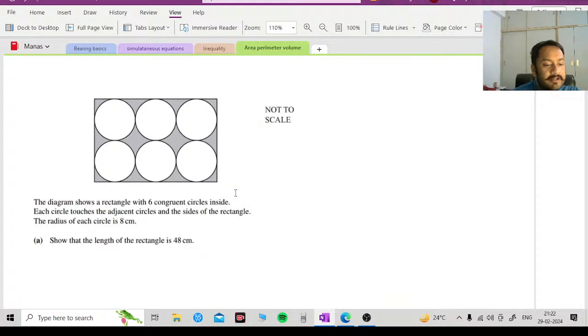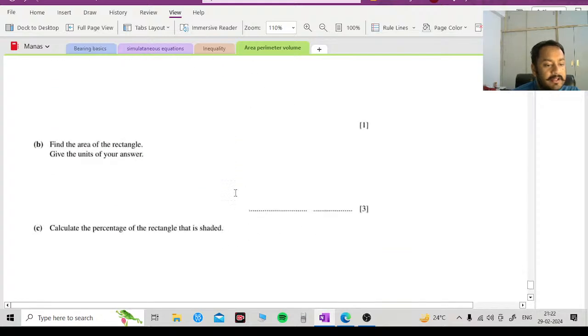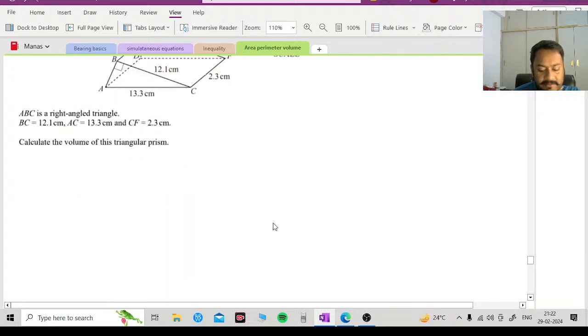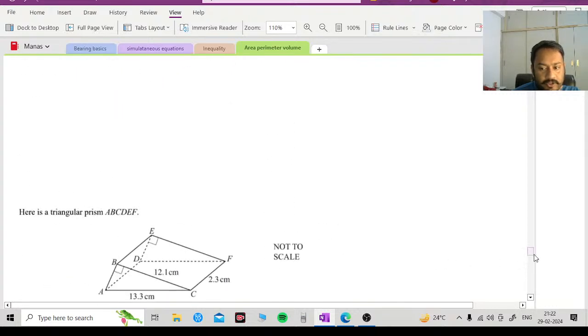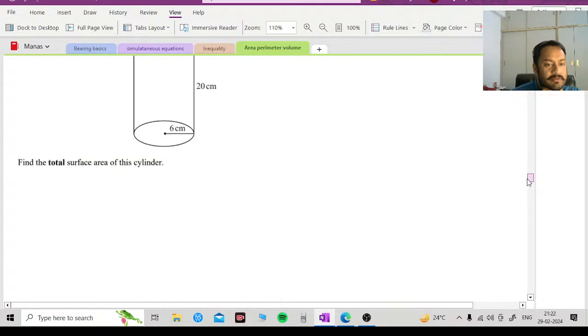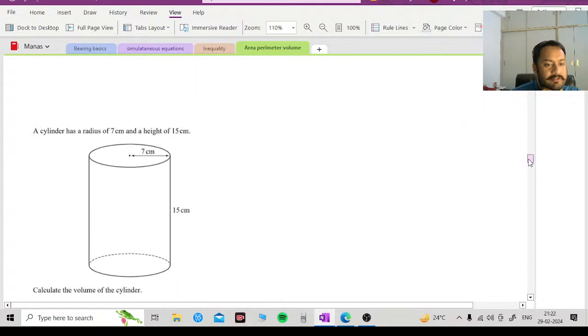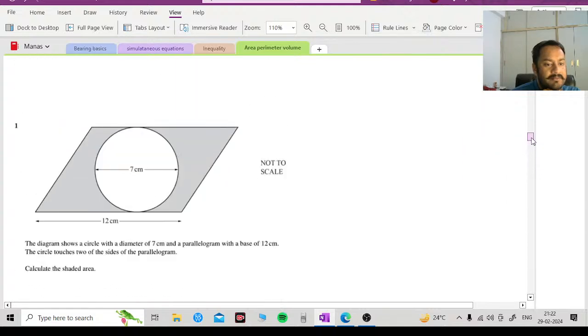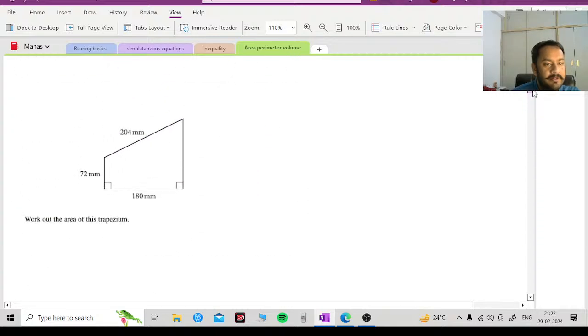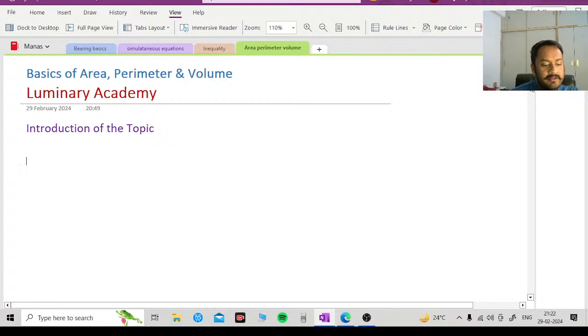In this we'll be finding the length of the rectangle, then the area, then the percentage. So these type of topics we'll cover in the live class, right? But this can come into your exams, right? So these are the topics we'll be going through today. Area of cylinder, then trapezium, then parallelogram, circle and trapezium, right? So how will we solve these type of questions? So let's start now because we are already very late.